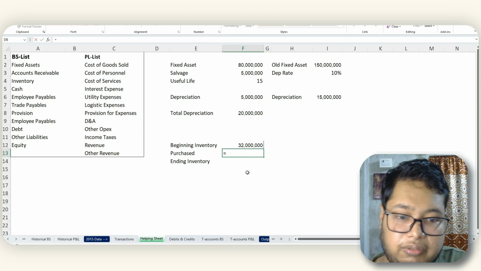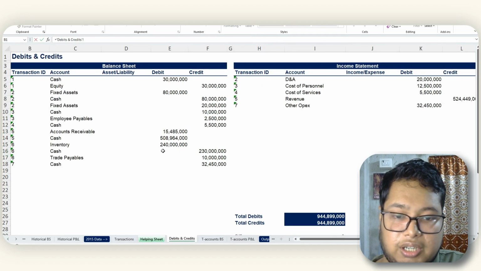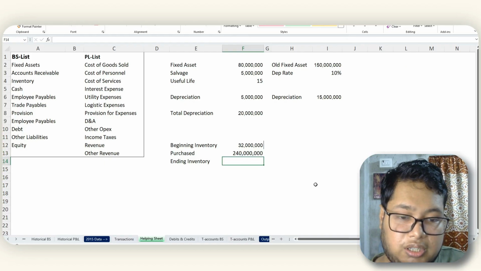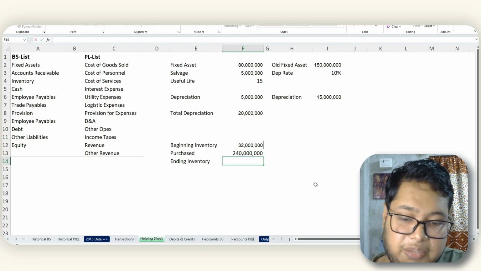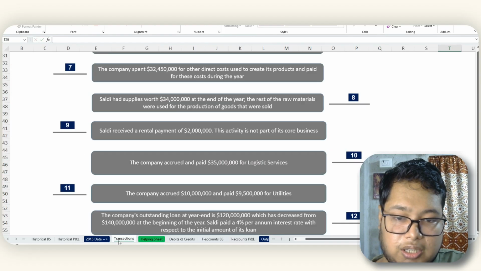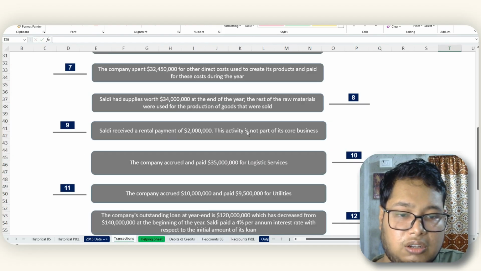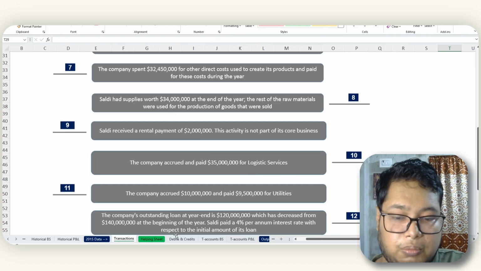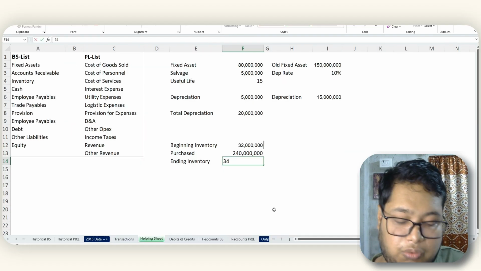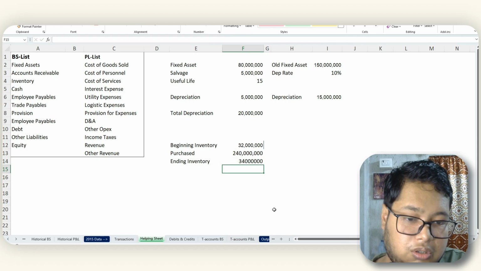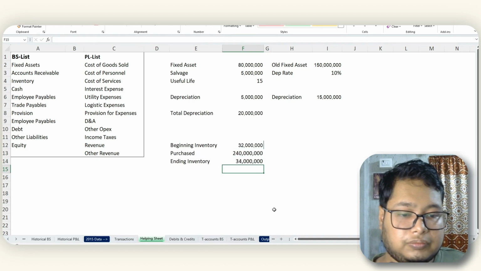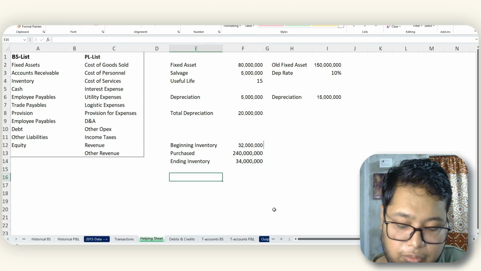And the purchase value, we have it in our debits and credits, the inventory. This is our purchase, right? Purchase has been done, and the ending inventory has been simply mentioned here in the transaction. It says in the transaction that $34 million worth of inventory was remaining, right? The ending inventory is $34 million. No, it's not the same. Copy, Alt V, T, enter. That's good. So now we can calculate our cost of goods sold.